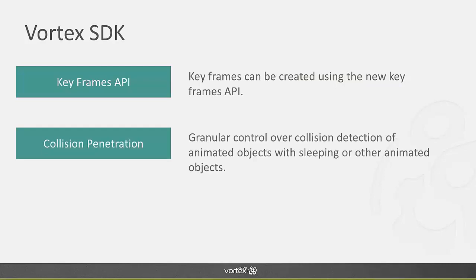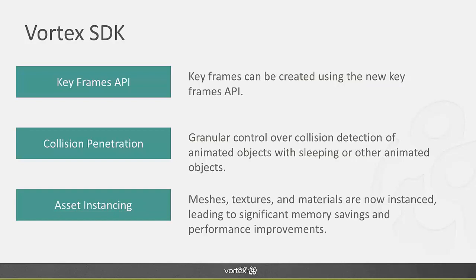We've also added more granular control over the detection of collisions between different types of objects. You can now turn on or off the detection of collision between animated objects and sleeping objects, or animated objects and other animated objects. This can be useful if you're creating a simulation that is really pushing the processing limits of your hardware, and some of the collisions are not necessary to the accuracy of the simulation. So you can get more out of the same processing by tweaking those to your use case.